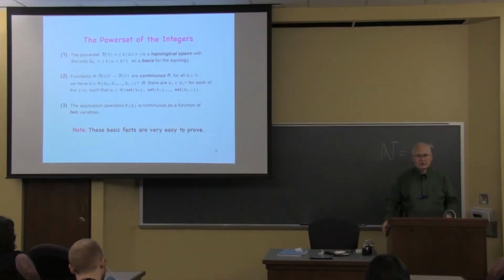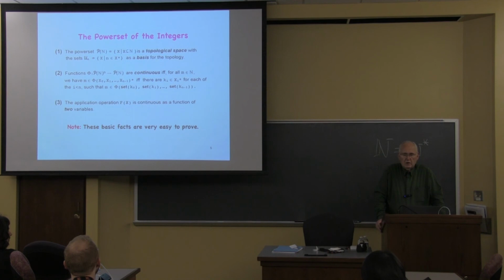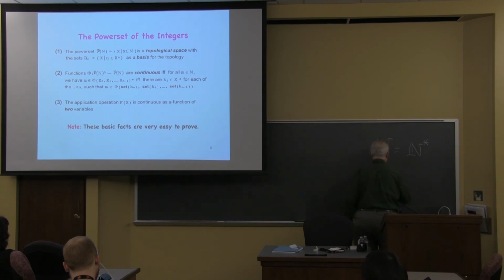There is a stronger topology, which is sometimes called the product topology, where you not only give a finite amount of information about the set, but a finite amount of information about the complement of the set. And sometimes we speak in terms of the topological space 2 to the n.